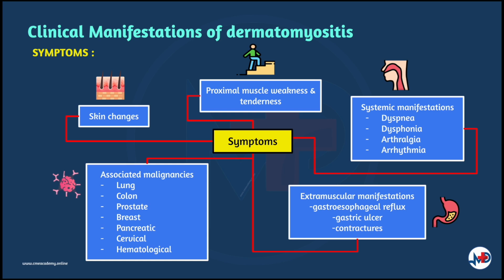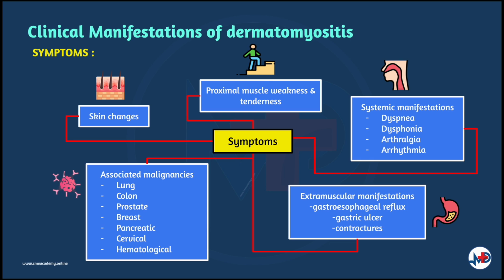Now, let's discuss the clinical manifestations of dermatomyositis. Patients with dermatomyositis usually complain of skin changes, proximal muscle weakness, and muscle tenderness. They notice the muscle weakness when climbing stairs, walking, rising from a sitting position, combing their hair, and reaching for items above their shoulders. And this is known as proximal myopathy.